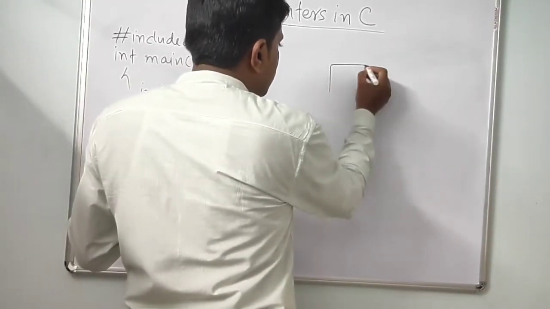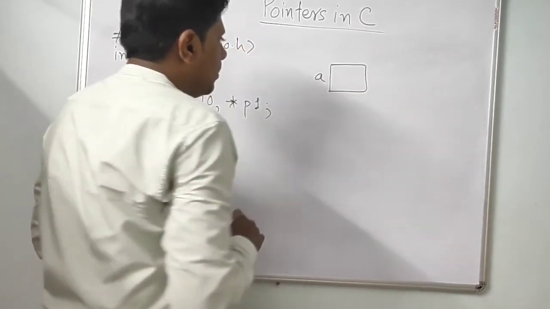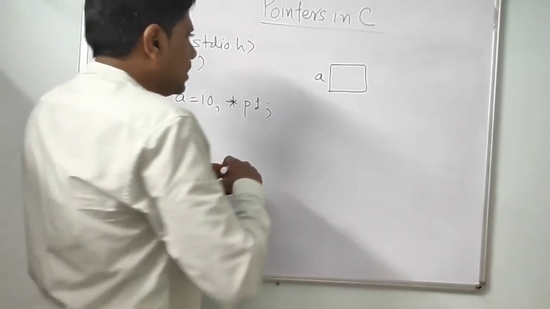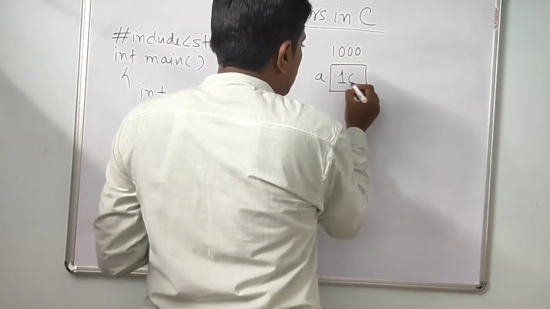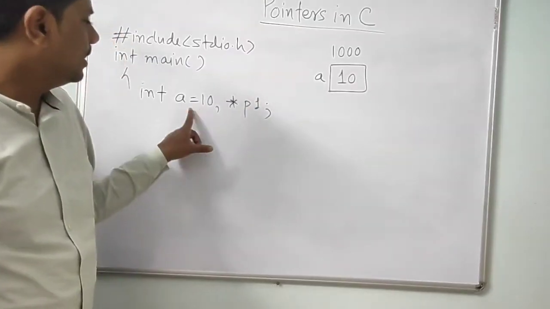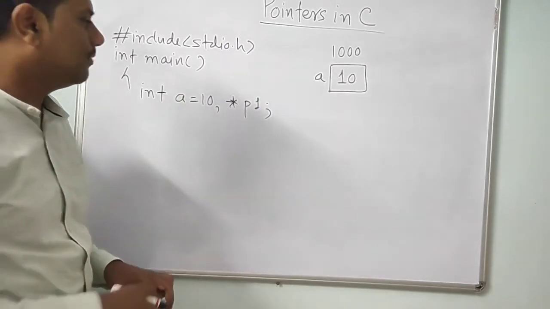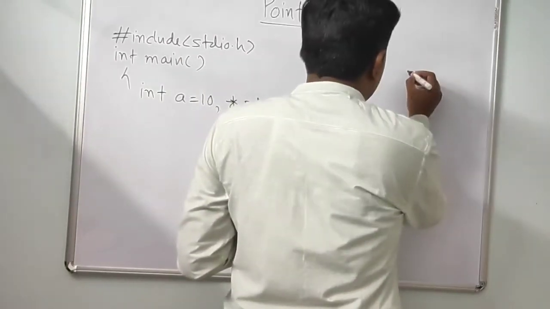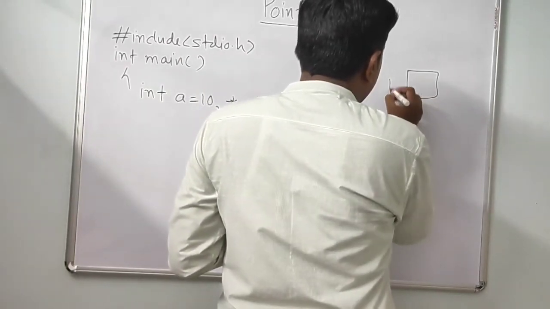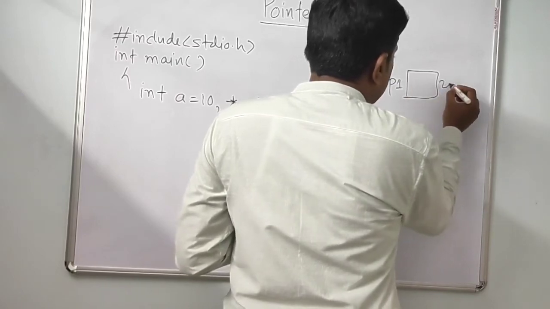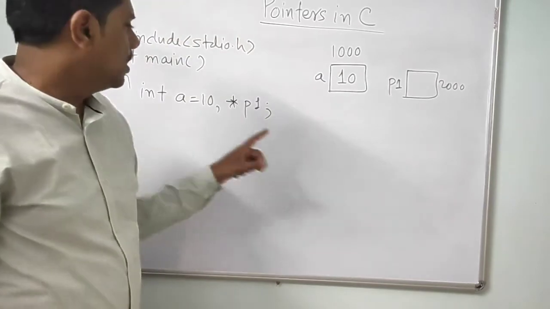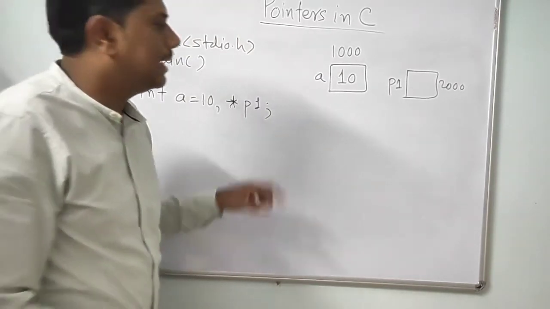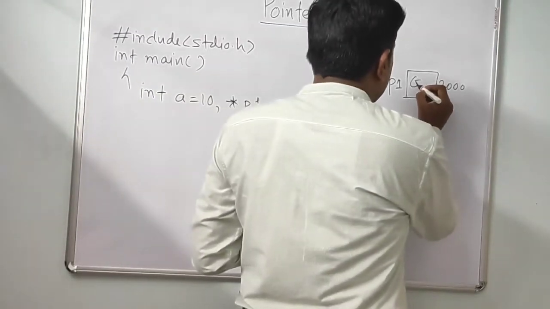Compiler will reserve one memory block for a variable. Consider the address of this a is 1000 and 10 is stored there. A is initialized with 10 value. Then there is a pointer variable named p1. Consider the address of p1 is 2000. At this point we have just declared p1, so it will have some garbage value.